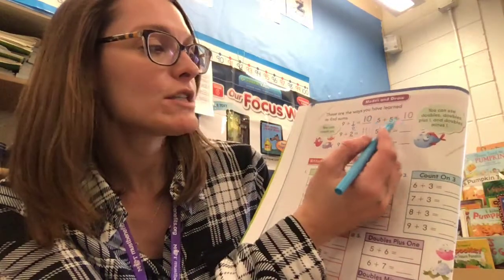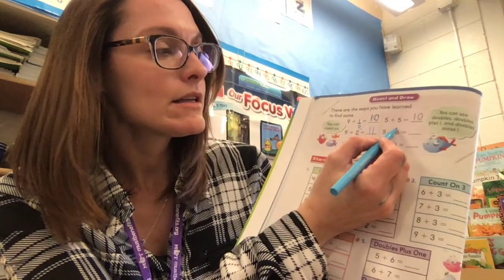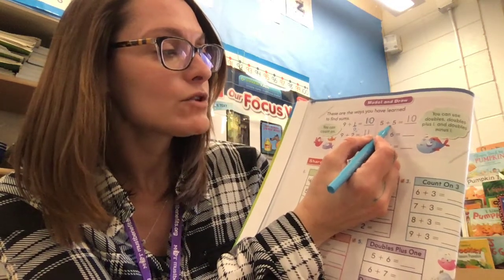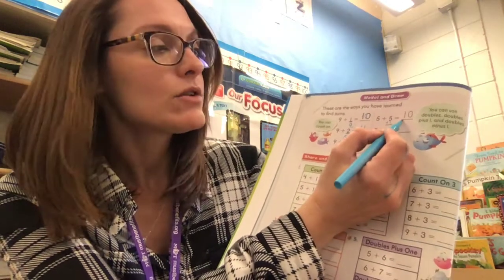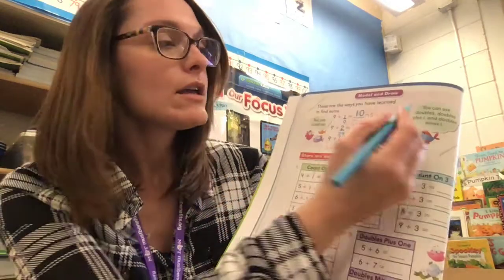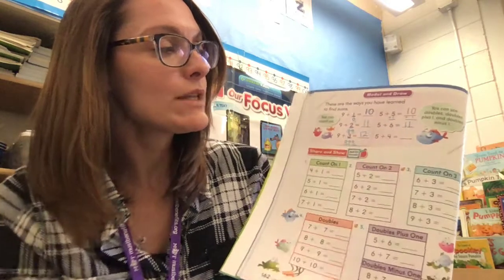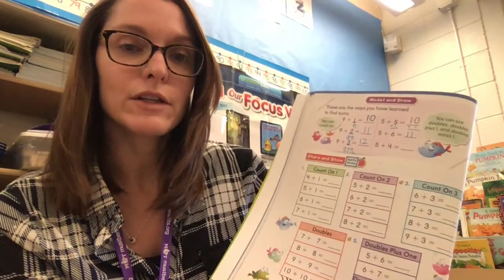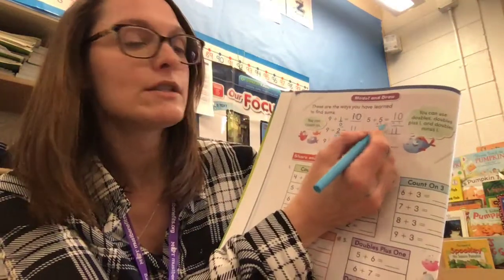So if we know 5 plus 5 is equal to 10, and we know that 6 is 1 more than 5, so if you add 1 to 5, you get 6. So let's add 1 to 10. 10 plus 1 more is 11. So 5 plus 6 is equal to 11. So that's a doubles plus 1. See how we added 1 to both sides of our equation?